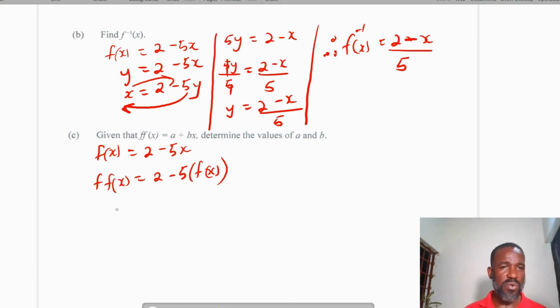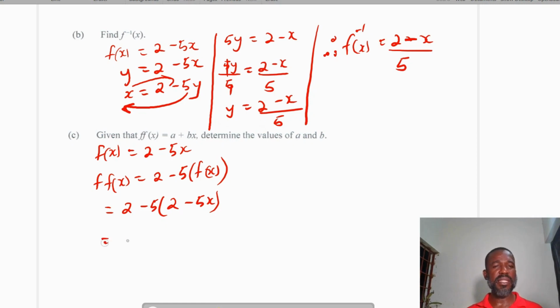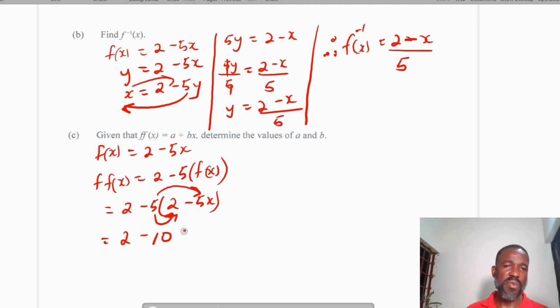So that would be equal to 2 minus 5. And what is the function f of x equal to? 2, correct, 2 minus 5x. So we have 2 minus 5x. So now we're going to expand and simplify. So it's 2 minus 5, negative 5 times 2 will give us negative 10. And negative 5 times a positive 5x is going to give me positive 25x.